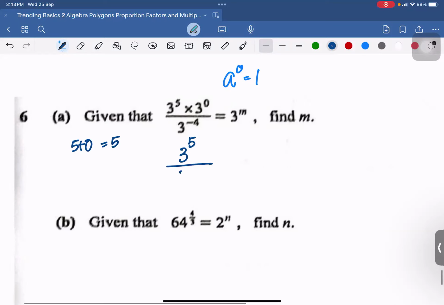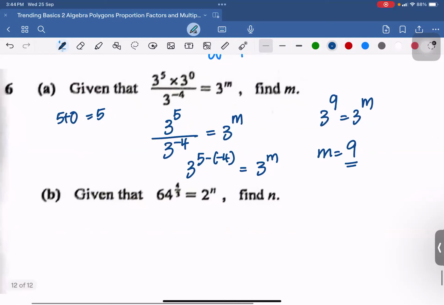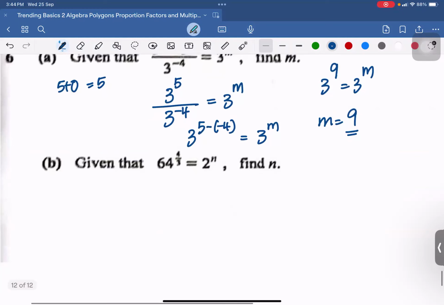Divide by 3 to the power negative 4. Now, what happens to the power when there is division? Minus. So this one will be 3 to the power 5 minus negative 4. Then I get 3 to the power 9. Minus minus becomes plus, right? So m is equal to the number 9. Is this okay? This one you should be able to do, right?